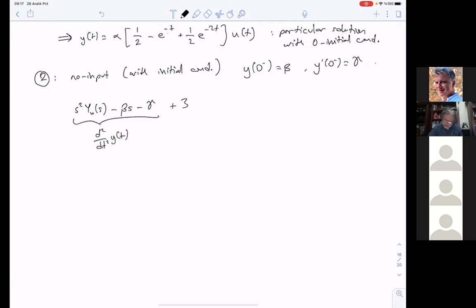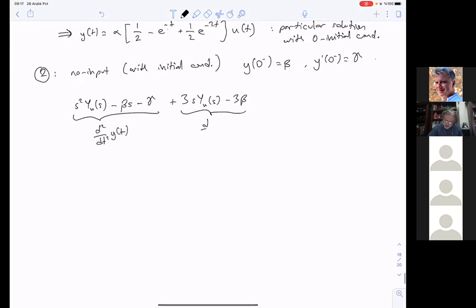3s times Y of s minus 3 beta, and this comes from 3 d by dt y of t, okay, that compound will produce this part, and plus 2 Y of s, which comes from 2y of t. And the right-hand side that we will solve is now nothing.